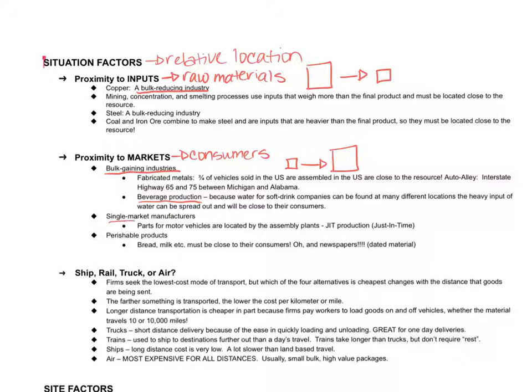Another type of industry is your single market manufacturers, and this goes with the automotive industry, this whole idea of bulk gaining. They call it JIT production. It stands for just in time. Now remember, again, geographers are not creative namers. It's industry where their materials arrive just in time. These manufacturers get deliveries every couple of hours because they don't store any of the stuff that they need to make what they're making.